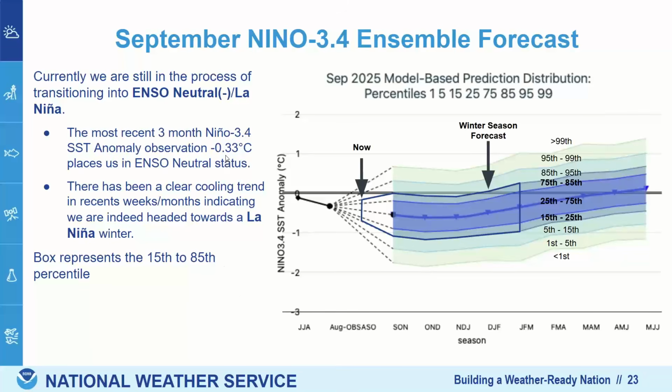Well, right now we're sitting at that minus 0.33 C, which places us in that ENSO neutral status. So that's this dot right here, that August OB. Going forward, kind of looking at the median percentiles, that higher confidence box in this darker blue outline, that does take us to that minus 0.5 threshold, putting us in a weak La Nina phase through the winter. So actually really similar to what we were in last winter.